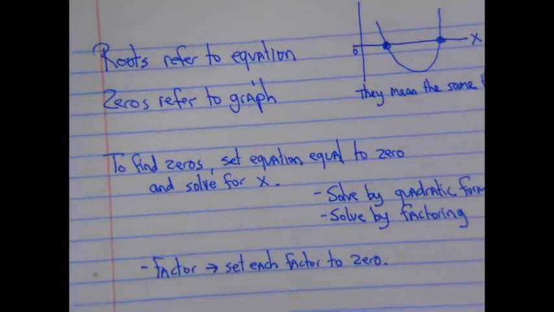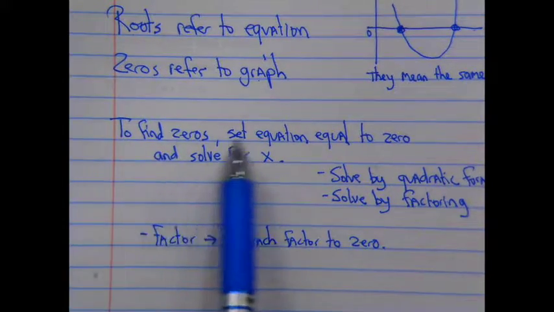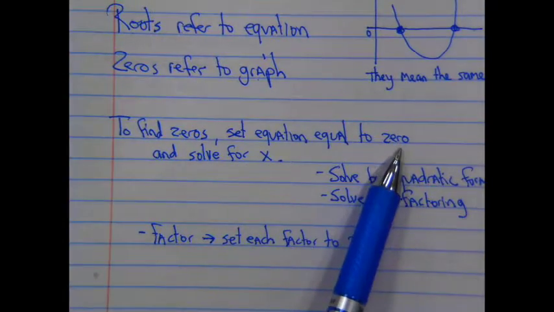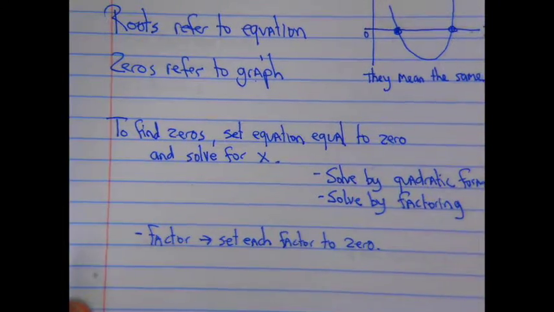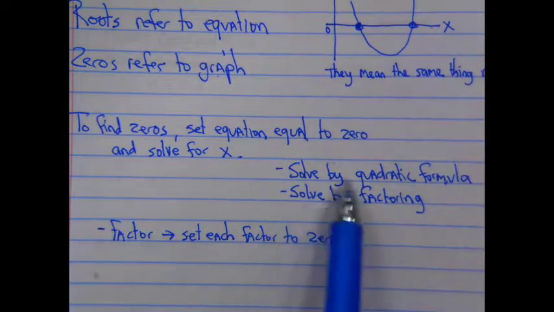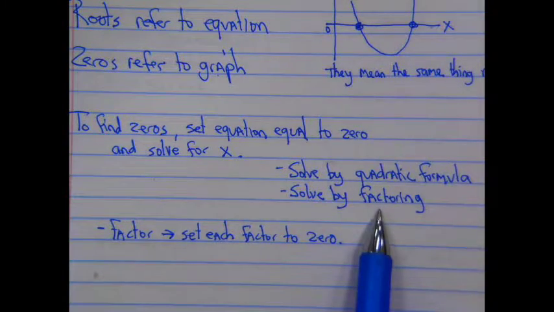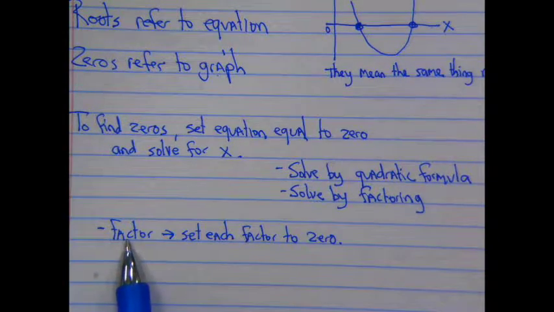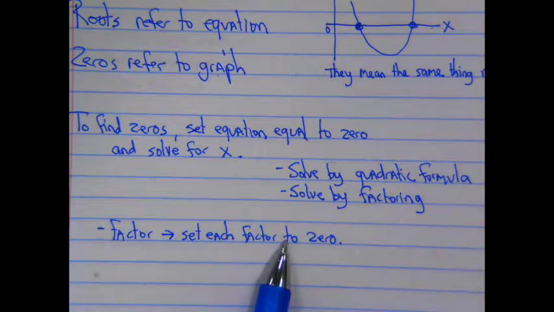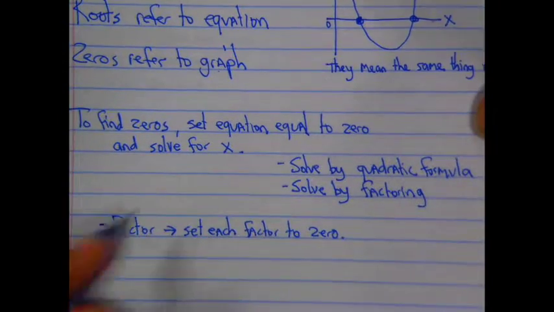So how do we find the zeros? In order to do that, we're going to set the equation equal to 0 and then solve for x. So how do we solve for x? Well, we've been doing it using the quadratic formula, but you can also do it by factoring, which is what we're going to focus on now. So we're going to set it equal to 0, we're going to factor, and then we're going to put each part equal to 0, which is the zero product property.